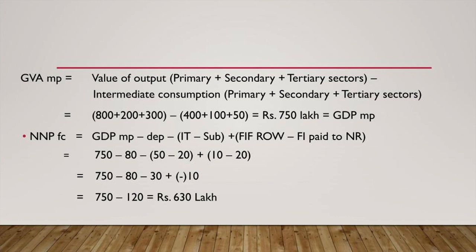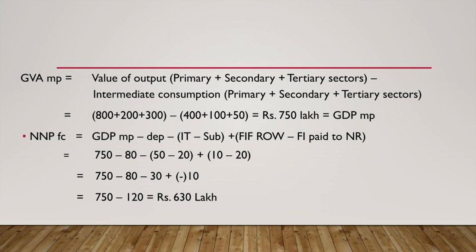The first task is to find out GVAMP, that is the value added. Again, apply the formula. GVAMP is equal to value of output minus intermediate consumption. Here, 3 sectors are given and the value of output and intermediate consumption of 3 sectors are given separately. So you have to find the aggregate of value of output of all the 3 sectors and the aggregate of intermediate consumption of all the 3 sectors.